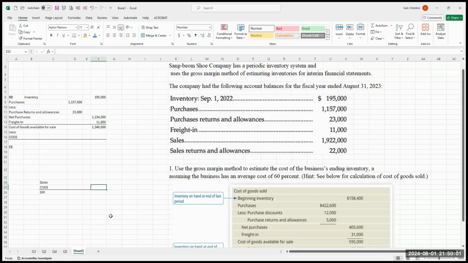So which one will be 60%? That will be my 60% here. Cost of goods sold will be equal to 60%. How much are my sales? 100%. I already know that my sales are 100%. Gross margin obviously will be equal to 100 minus 60. But that's irrelevant in this case because we don't have to go all the way to the gross margin.